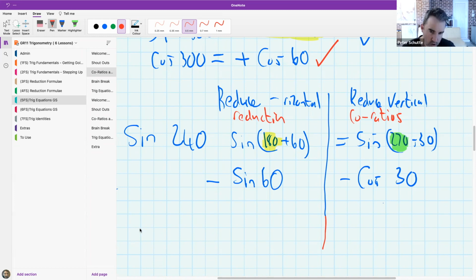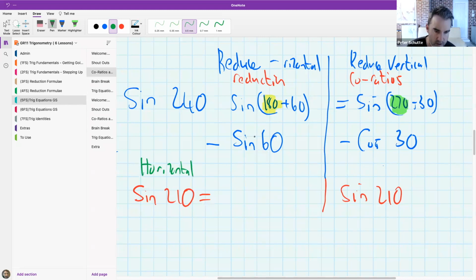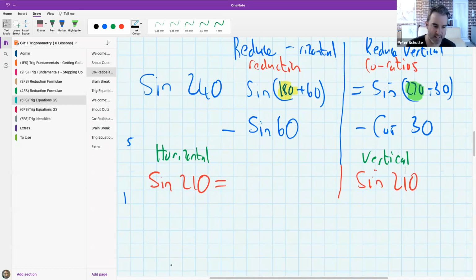So if I said to you, what is the sine of 210 being reduced from the nearest horizontal axis, and what is the sine of 210 being reduced off the nearest vertical axis? So the one here is horizontal, or the proper reduction formula. Here it's off the vertical axis. See if you can give me answers for that. I'll call that C and D.